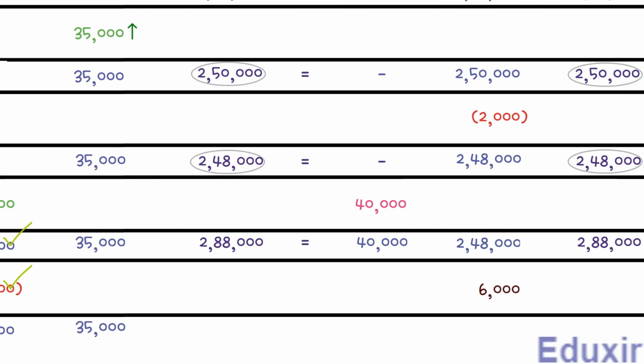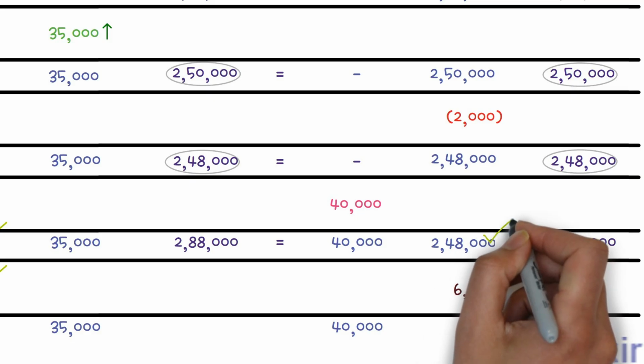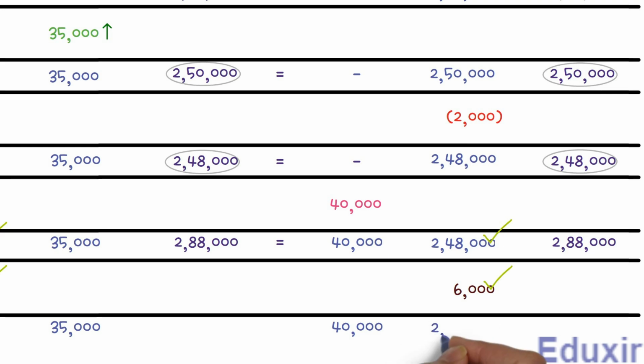Now on the right hand side, there is no change in the liabilities and it will remain the same as 40,000 rupees. Now to the existing capital of 2,48,000 rupees, if we add 6,000 rupees, the business will now have 2,54,000 rupees of capital.